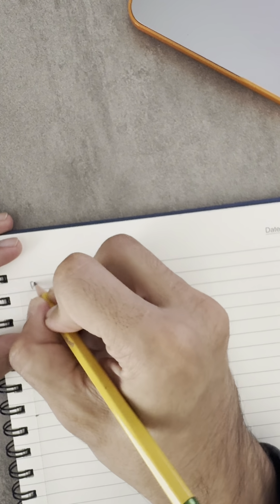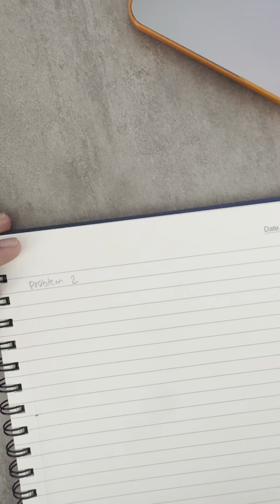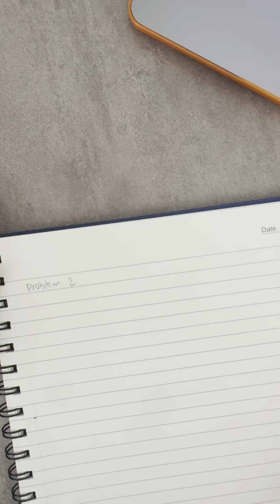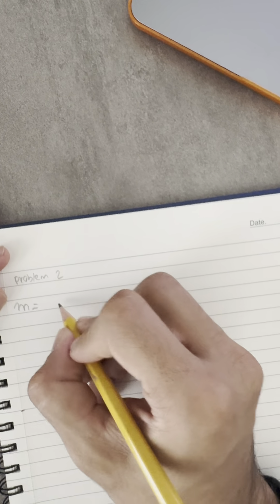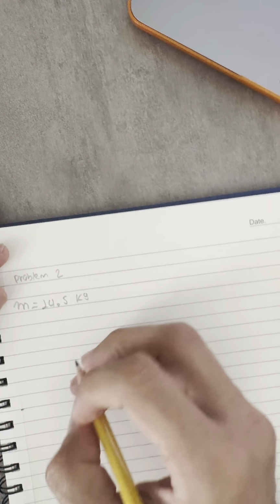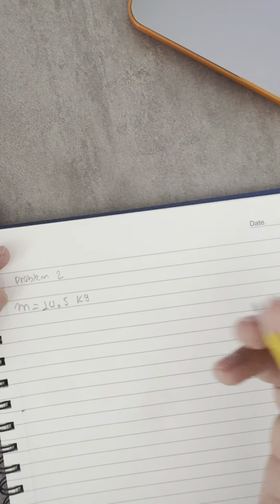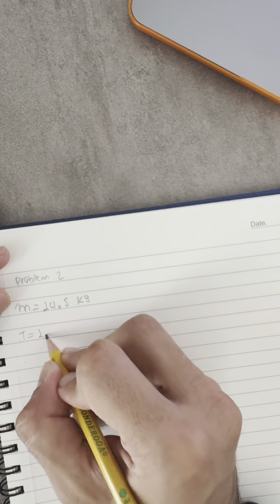Now for problem 2, we're going to start with part C. This is about lifting a box full of fruit using a rope. Our mass is equal to 14.5 kilograms. We have our tension, which is equal to 160 newtons.